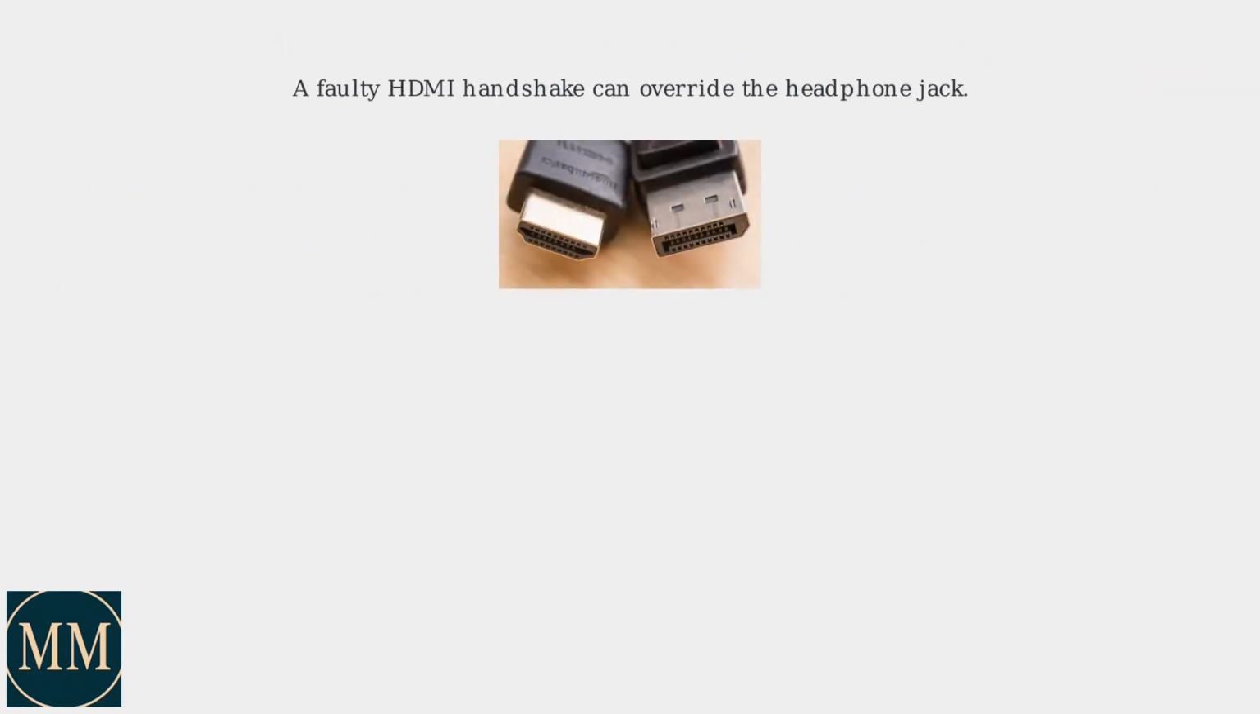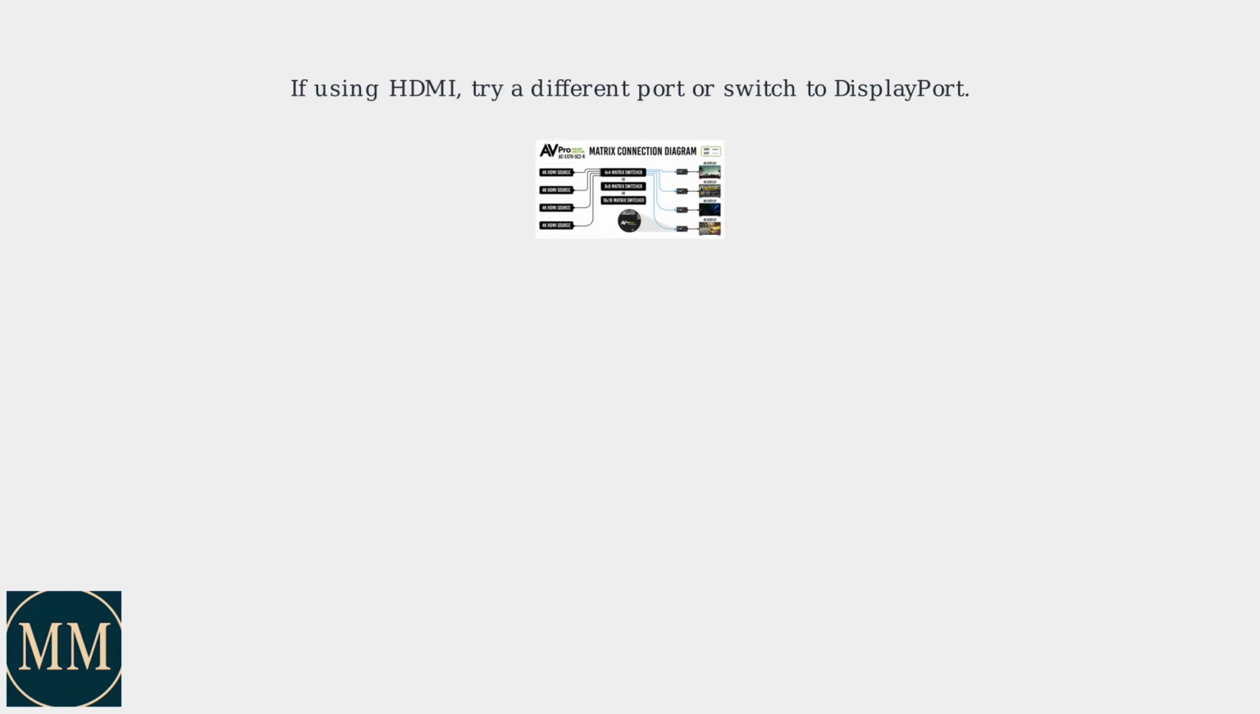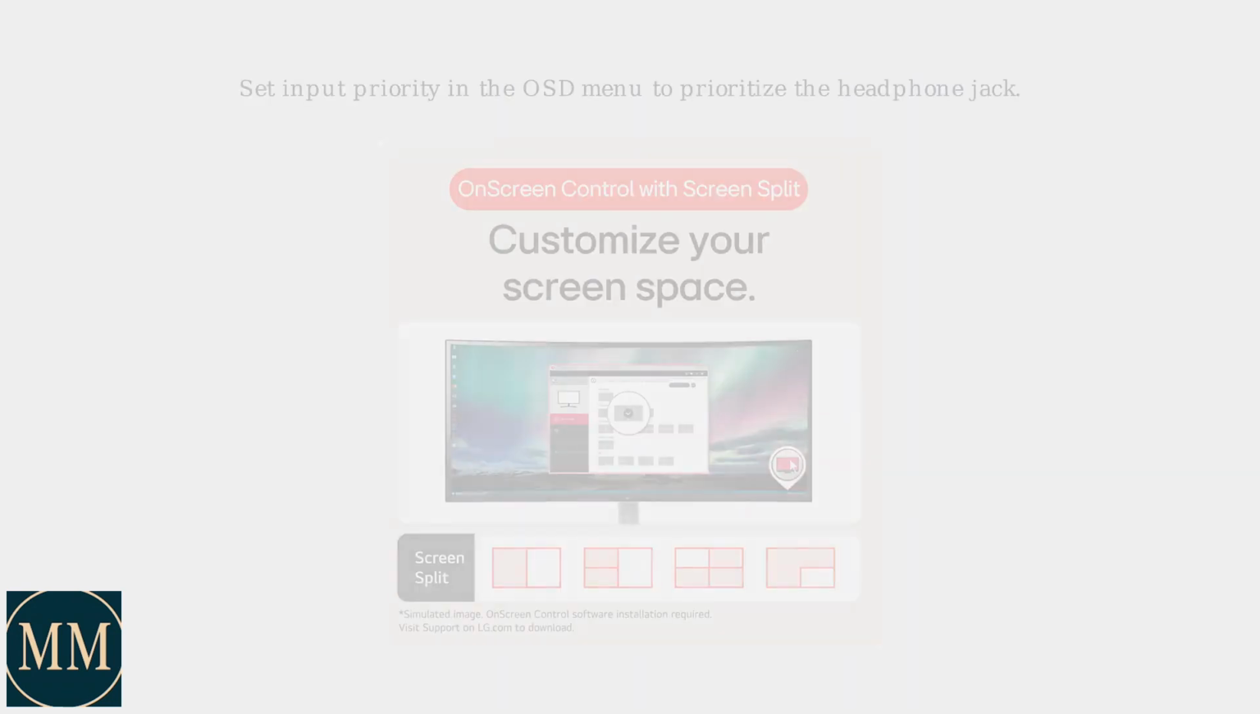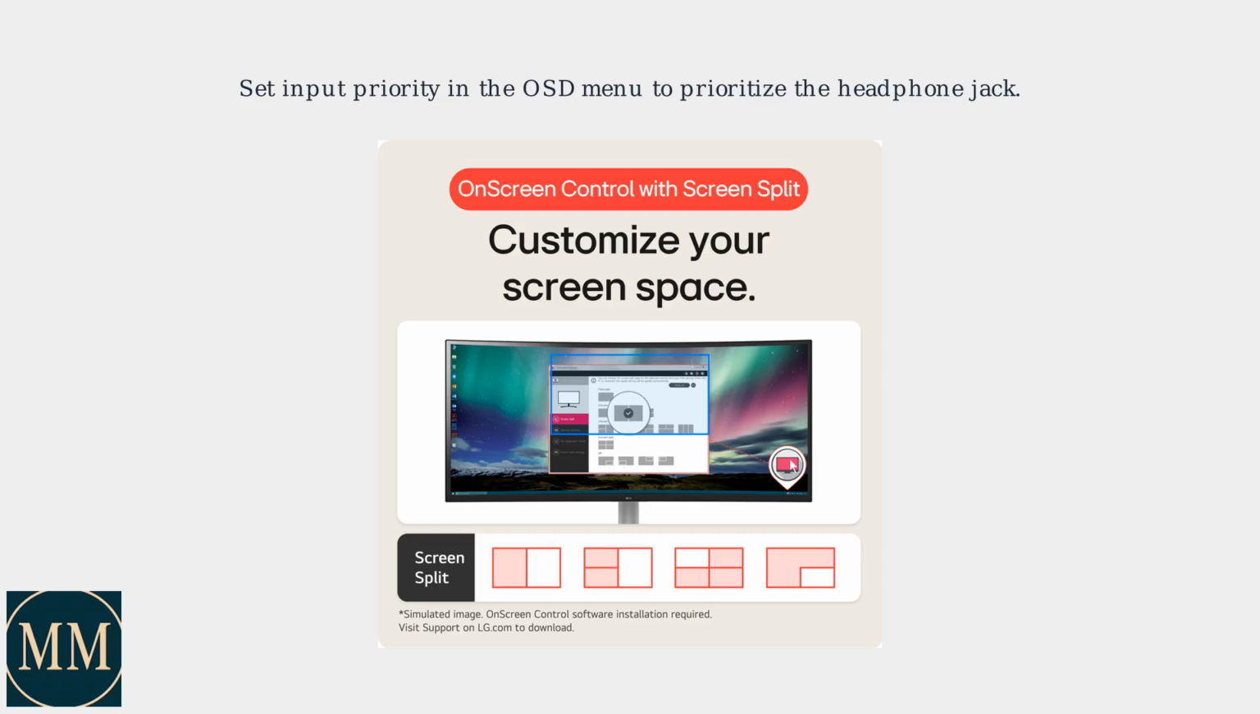A faulty HDMI handshake can sometimes override the headphone jack, preventing audio from routing properly through the jack. If you're using HDMI, try connecting to a different port on the monitor or switch to a DisplayPort connection, as this can bypass handshake issues. Some LG monitors allow you to set input priority in the OSD menu. Access the on-screen display using the monitor buttons, then ensure the headphone jack is prioritized over HDMI audio.